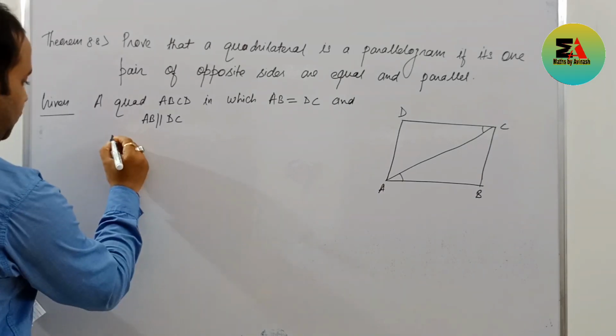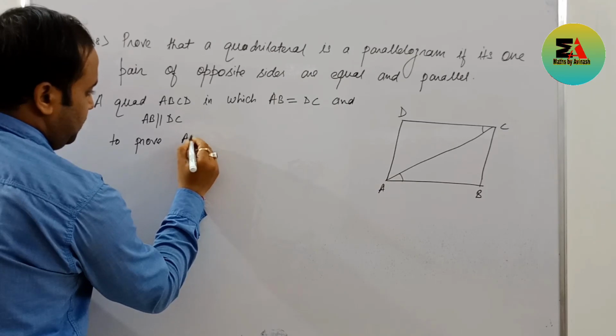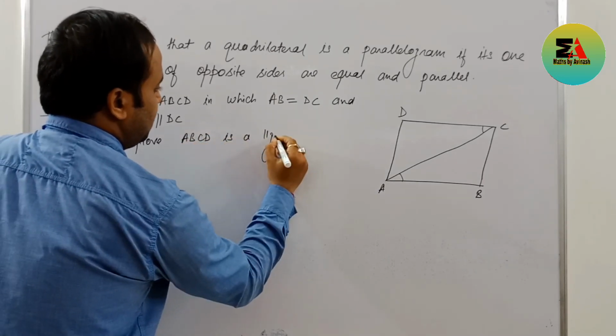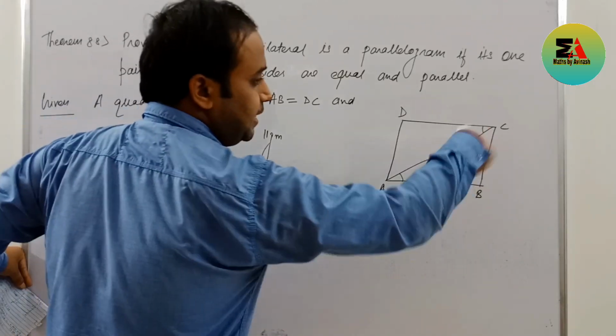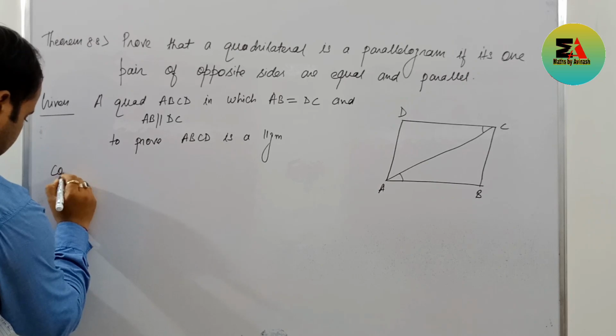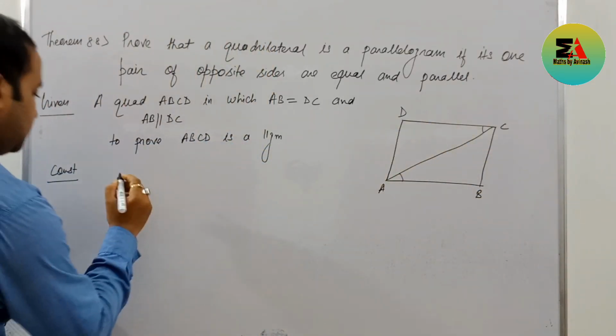To prove, what do we have to prove? ABCD is a parallelogram. We have to prove ABCD is a parallelogram. Clear? Now construction. What do we construct? Join AC.